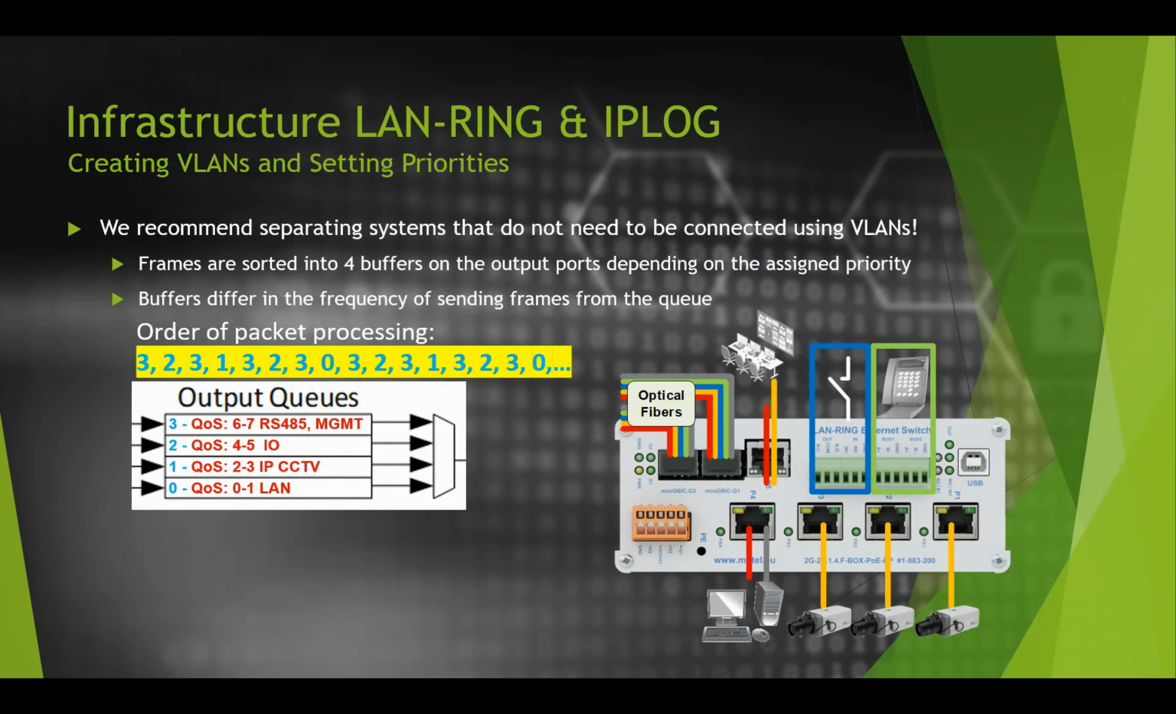If the system is extended to carry the RS485 buses of the Galaxy, Asset or MB Secure security systems, just create a new VLAN and assign the RS485 ports a high priority of 6 or 7. This will guarantee that RS485 frames will be automatically sorted into output buffers number 3, which ensure their priority handling and thus reliable communication of security systems.